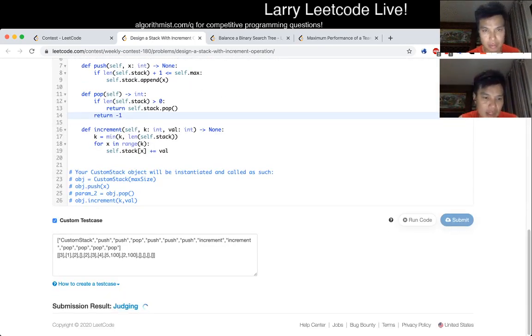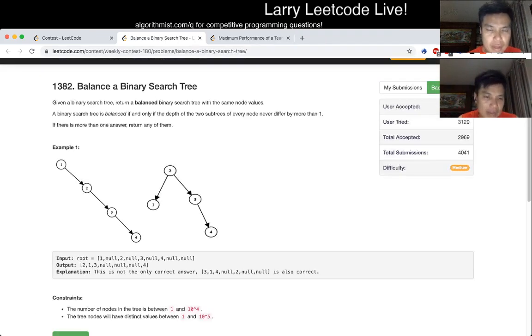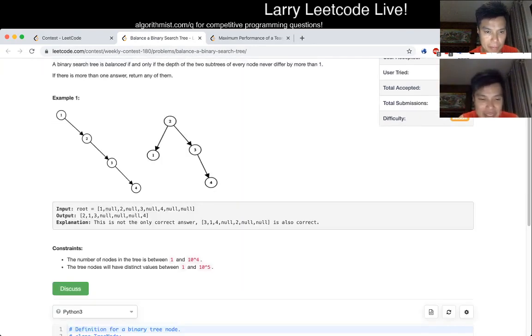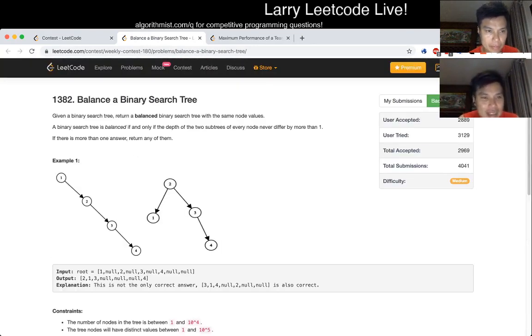And then once I looked at it and it matched the output, I submitted it. That was pretty quick. Next: Balance a Binary Search Tree.